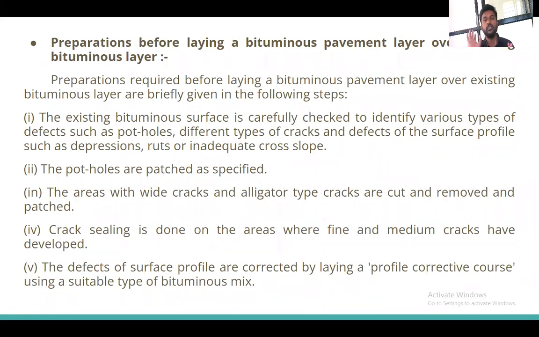Okay. Before applying the surface layer, what do we have to do? We have to carefully observe whatever defects are in the previous or existing bituminous layer, whether there are cracks on the road, whether there are potholes, whether there are inadequate cross slopes or depressions, so that we can determine them, and then only go for the proper solution for that.